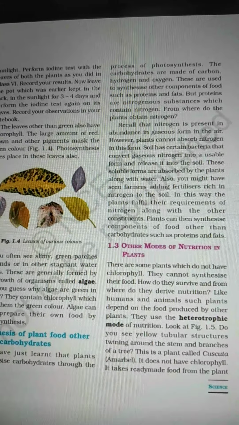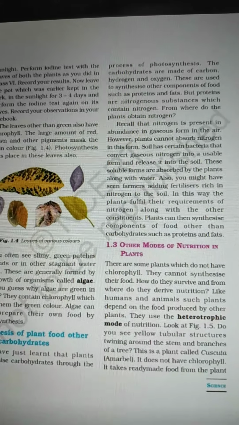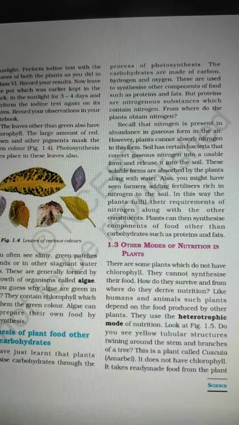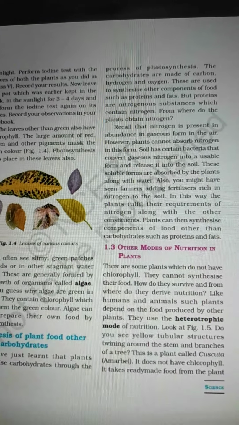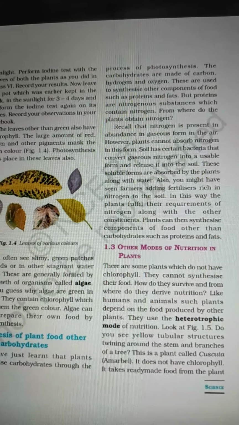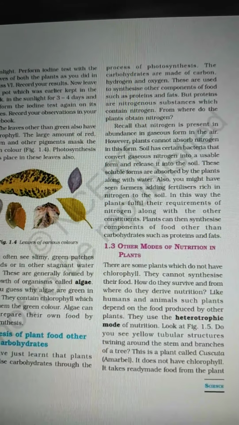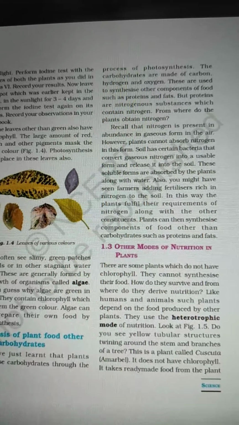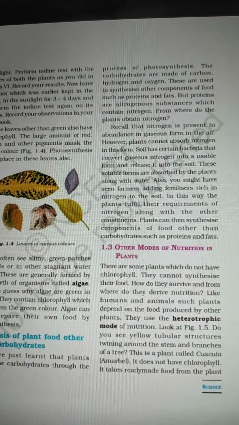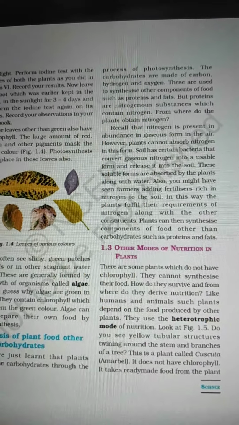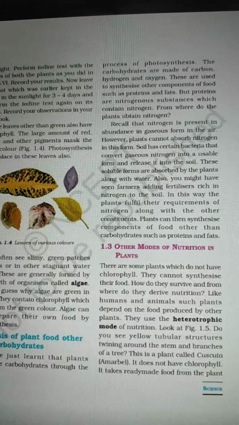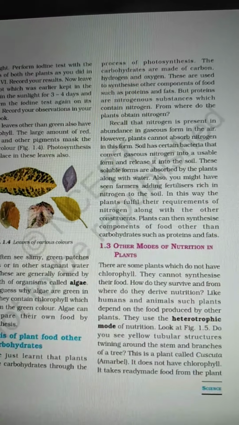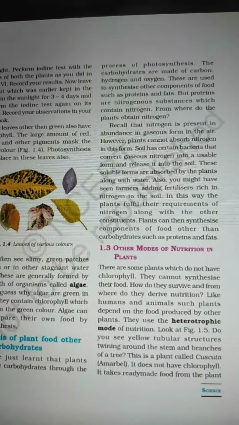Like humans and animals, such plants depend on the food produced by other plants. Just as we are dependent on plants to get nutrition, other plants also depend on some other plant. So they are called the heterotrophic mode of nutrition. Heterotrophic here means a variety.